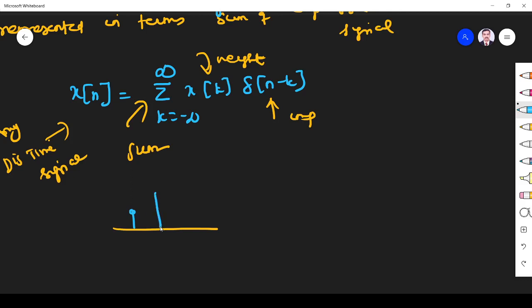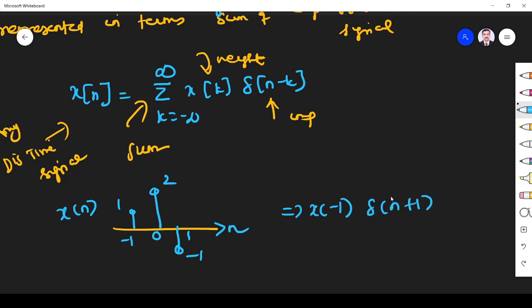Let us assume this signal is x of n, with values 1, 2, minus 1 at n equal to minus 1, 0, 1. How can I write it like this? At n equal to minus 1, I can write x of minus 1 into del of n plus 1, where del of n plus 1 exists only at n equal to minus 1, and there its value is 1. If you have any doubt, please refer to my video on impulse.